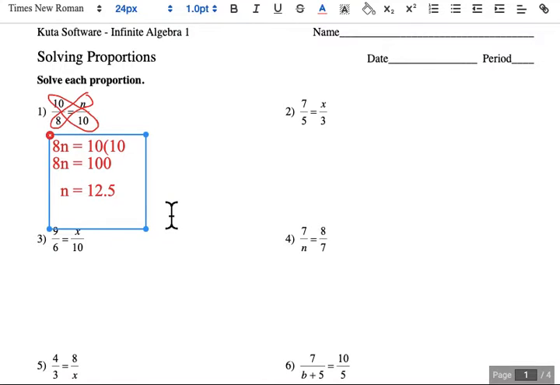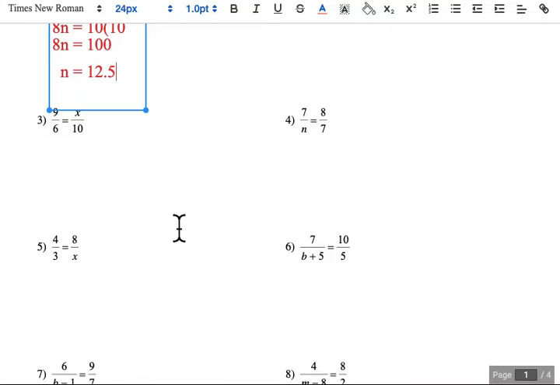To check my answer, I would go to my calculator and I would see if 10 divided by 8 is the same as 12.5 divided by 10. 12.5 is n. 10 divided by 8 when you put it into the calculator will give you 1.25. And when you do n divided by 10, or 12.5 divided by 10, you will also get 1.25. So yes, these are equal.